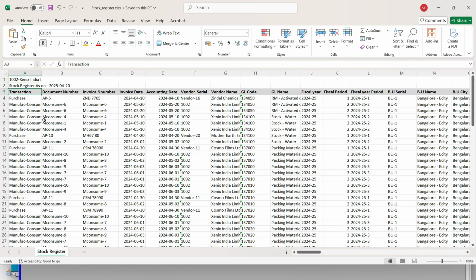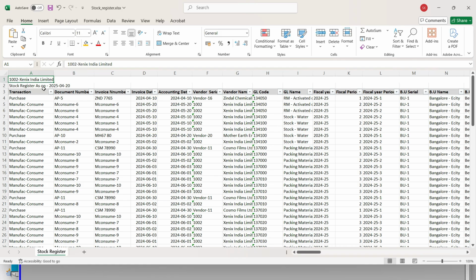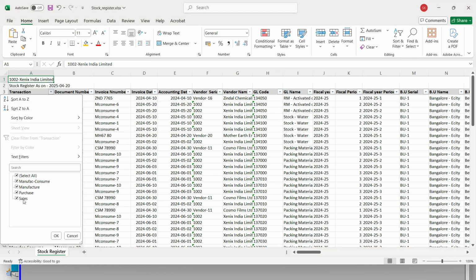So the stock register captures a wide range of transactions. One is purchases, sales, manufactured finished goods (WIP), and those WIP are raw materials which are consumed in the process of manufacturing. It captures a wide range of transactions. So the transaction we are interested in now is the sales.